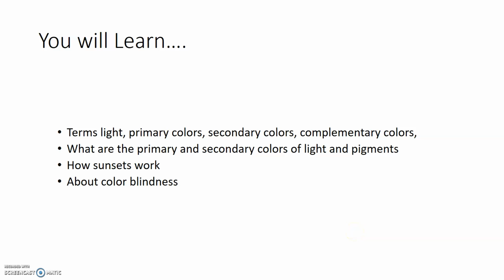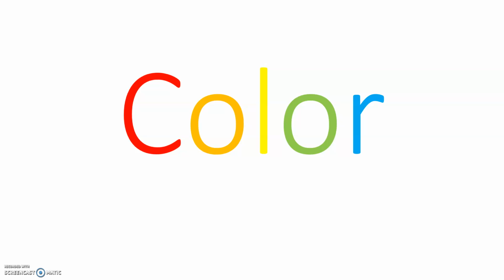So today what we're going to be doing is we're going to be talking about color. We're going to talk about color within lights, primary colors, secondary colors, complementary colors. We'll also talk about the differences between color, light, and pigments and how they are actually separate. We'll also talk about how sunsets work and why they turn that nice red color and why the sky is blue. We'll also end up talking about color blindness. So today is about color.